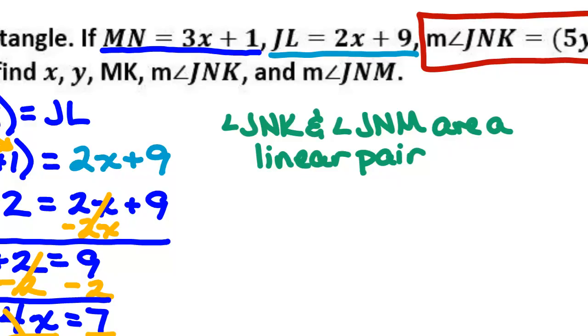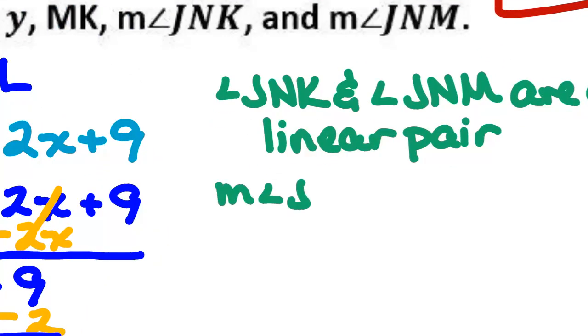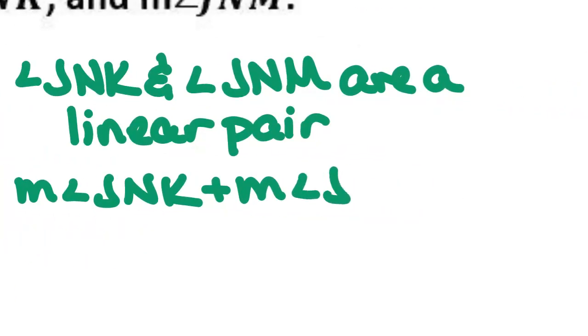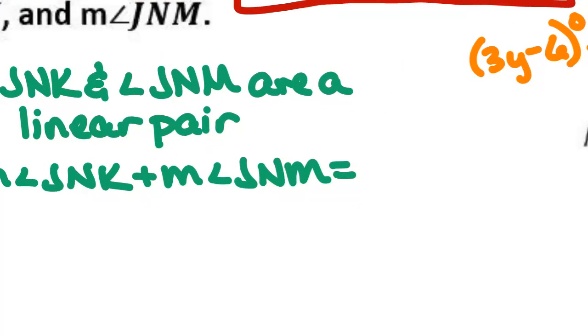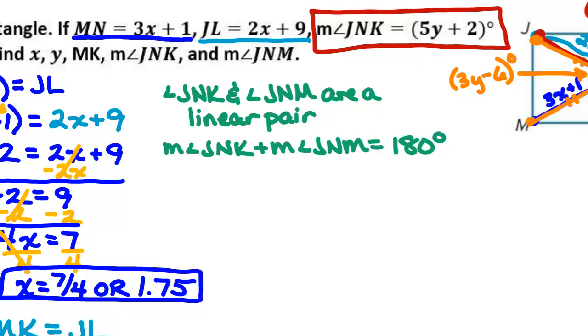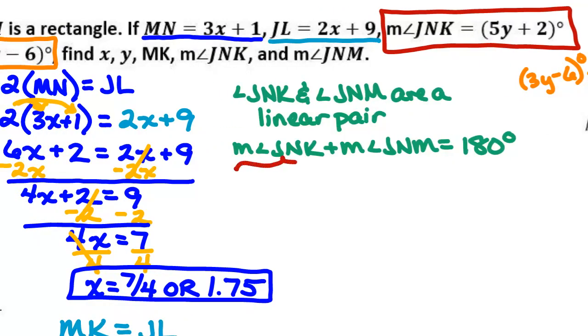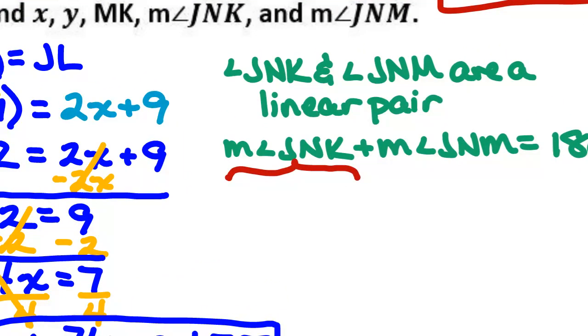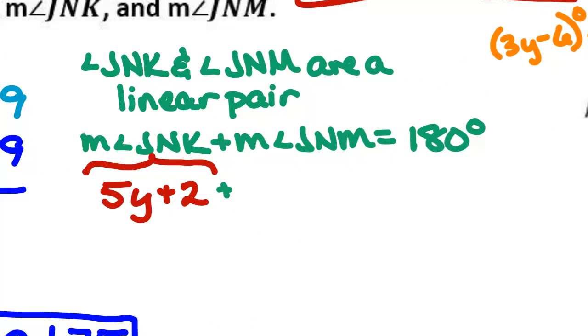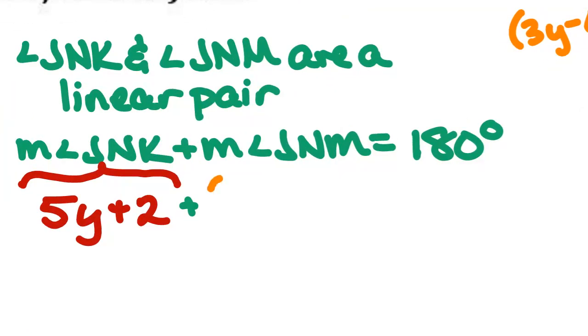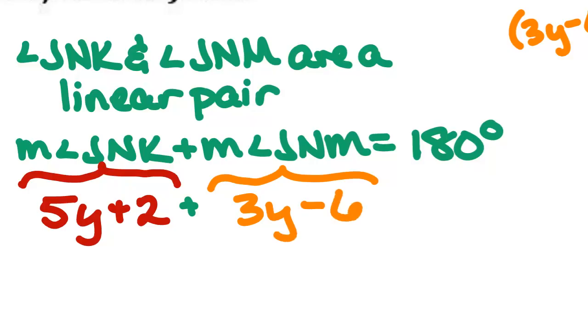Which means they add to 180. So the measurement of angle JNK plus the measurement of angle JNM is equal to 180 degrees. JNK, what do we put in for JNK? 5y plus 2. Drop down my plus sign. What do we put in for JNM? 3y minus 6. We're going to set that equal to 180.